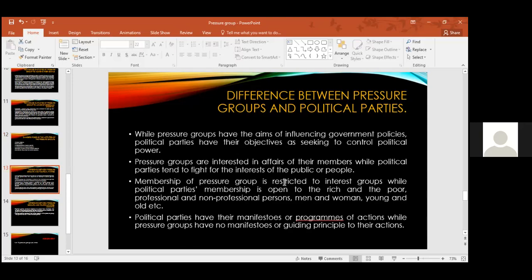So this is the last part, which is very straightforward. The difference between pressure group and political parties. Remember last week we talked about party system, and this week we are talking about pressure group. Now let's quickly run through it. We only have 6 more minutes.